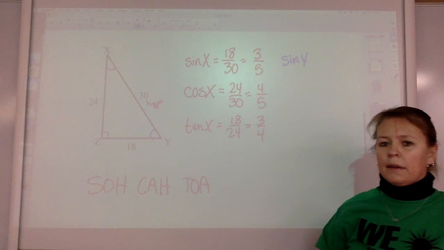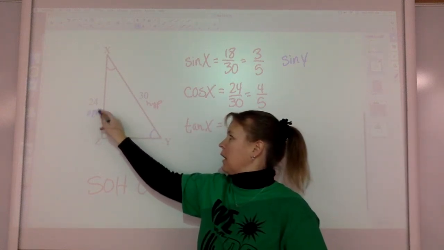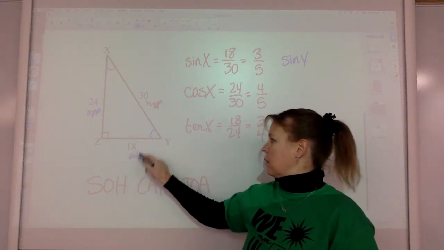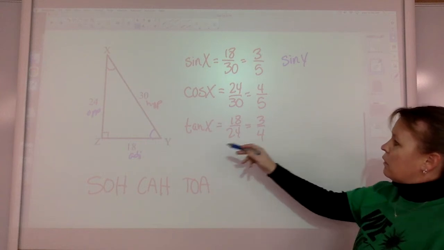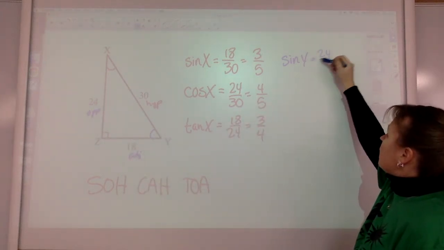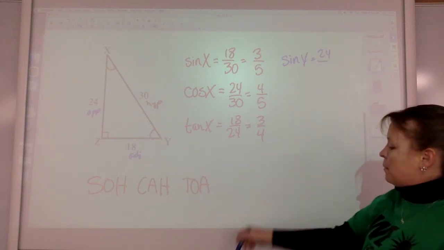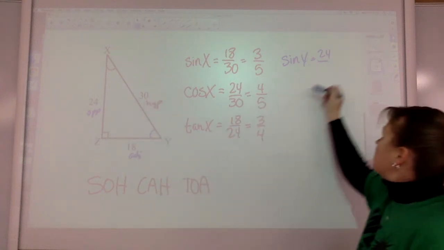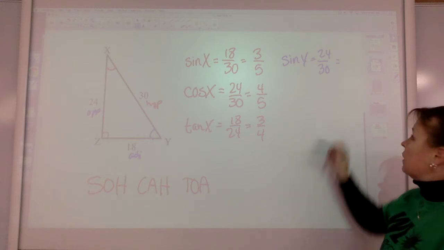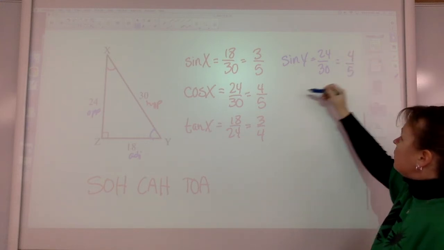The sine of y. Now everything changes. Now this is the opposite side of y. And this is the adjacent side of y. So opposite over adjacent is 24 over 18. But of course, whoops, don't let me do that. Opposite over hypotenuse is 24 over 30. But of course, we're going to reduce it, divide them both by 6, and you'll get 4/5.